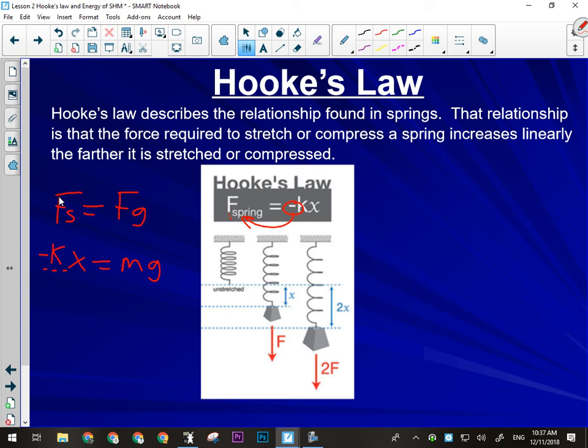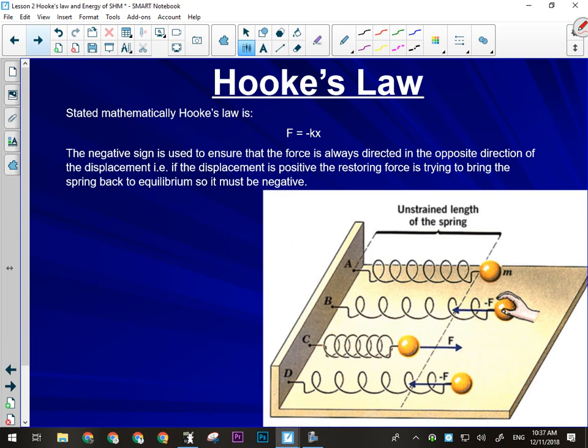Unfortunately, probably a less famous discovery than discovering cells, which is unfortunate because this is physics and it is more important, but whatever. So stated mathematically, like we said, Hooke's law is negative k times x. The negative sign is used to ensure that the force is always directed opposite.